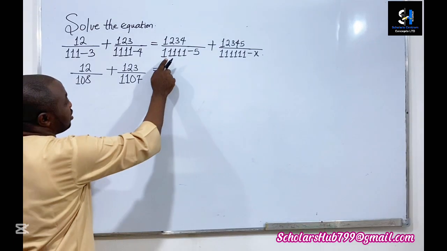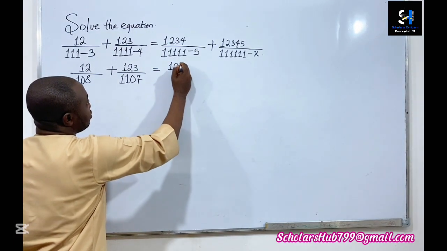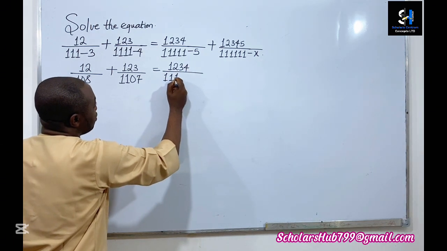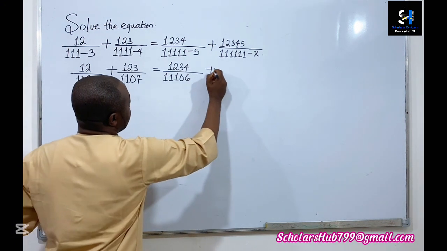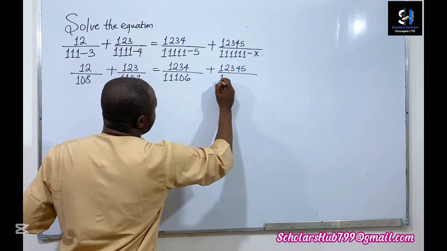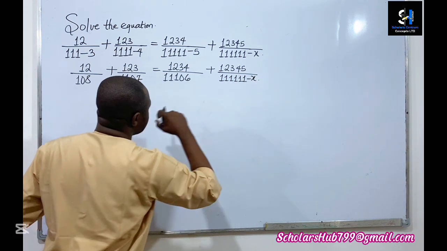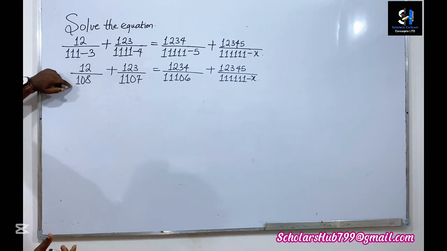Now, on the right hand side, we have 1234 divided by 11,111 minus 5. This will be 1234 divided by 11106. Then plus 12345 divided by 111111 minus 6. Now we can get 12 9 times in 108.